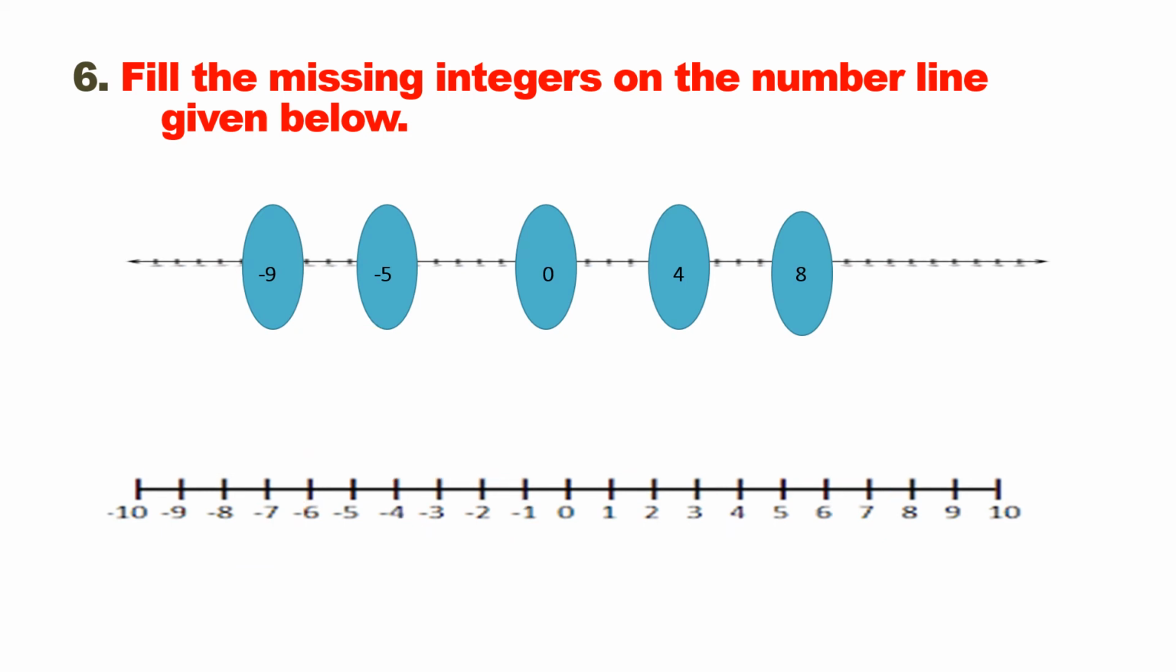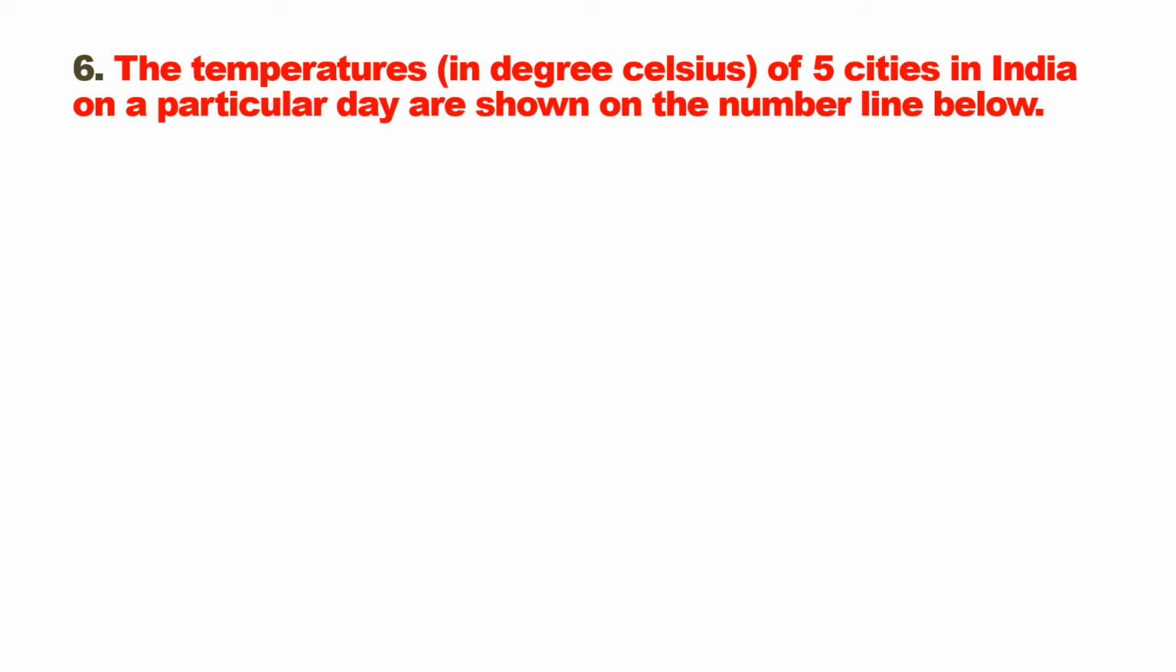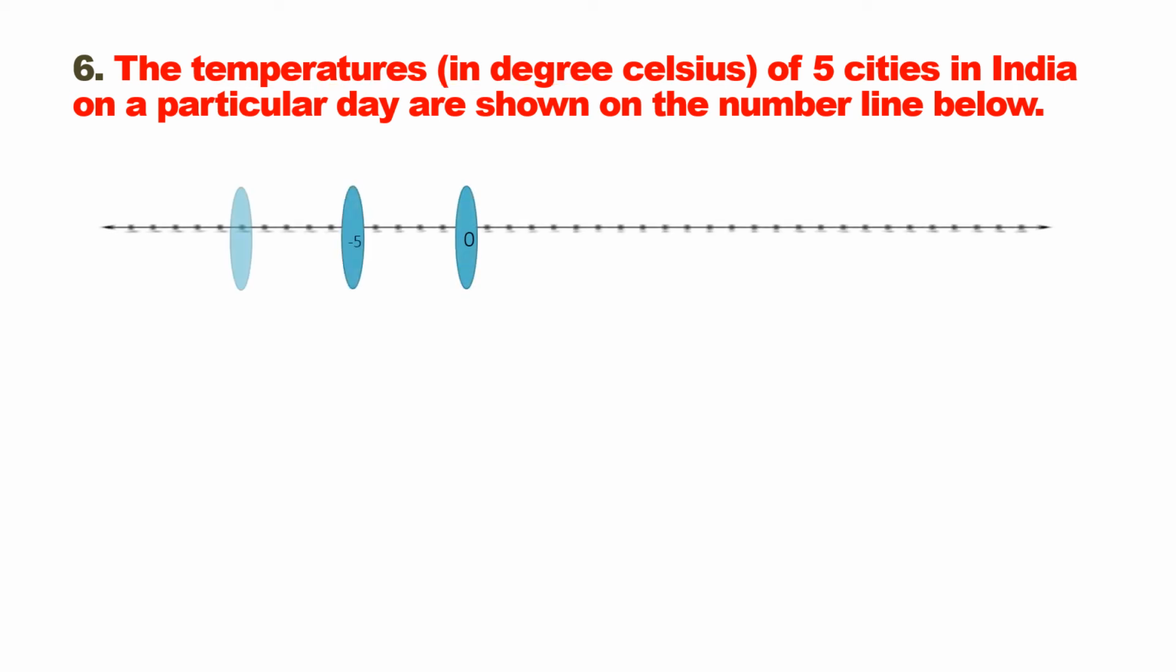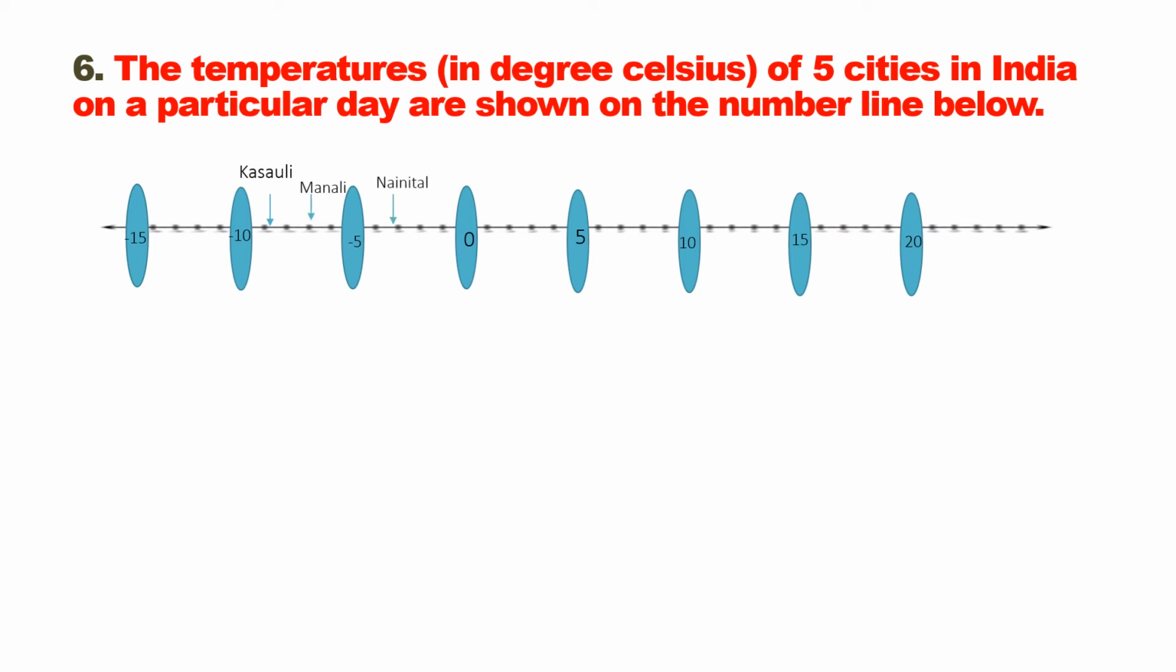So let us go to the next problem. So here is your next question. The temperatures, he gave in degree Celsius, of 5 cities in India on a particular day are shown on the number line below. So he represented the temperatures. One day the temperatures in India are like this. He denoted on the number line like this: 0, -5, -10, -15, 5, 10, 15, 20. And here it is Kasauli, the temperature of Kasauli, and here it is Manali, Nainital, Ooty, Bangalore.